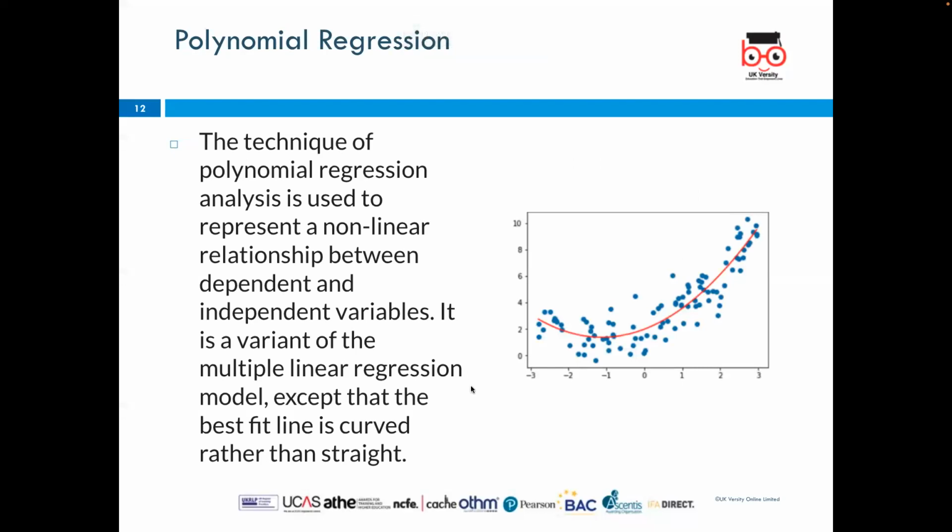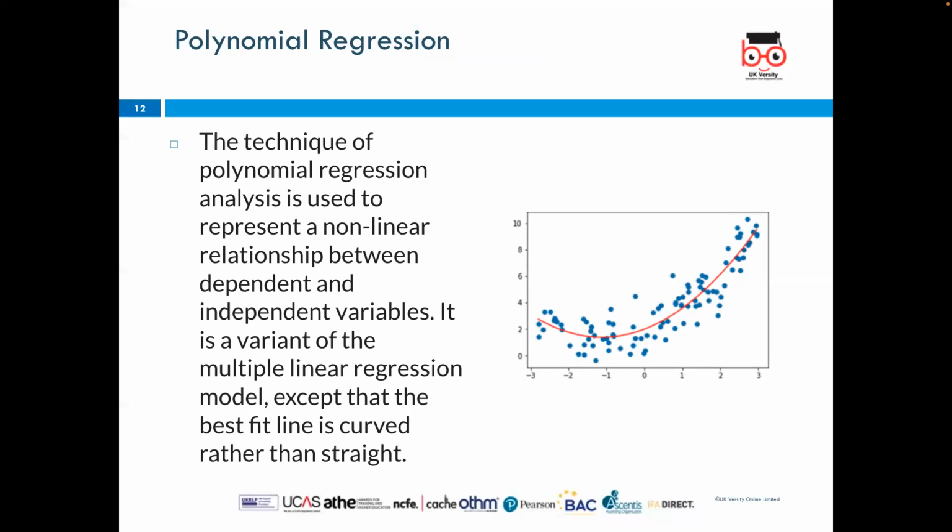The next one is polynomial regression. The technique of polynomial regression analysis is used to represent a nonlinear relationship between dependent and independent variables. It is a variant of the multiple linear regression model, except that the best fit line is curved rather than straight.